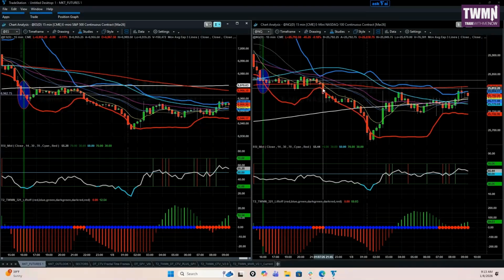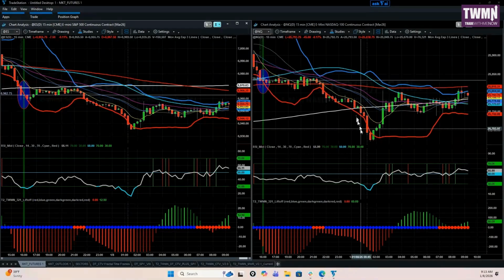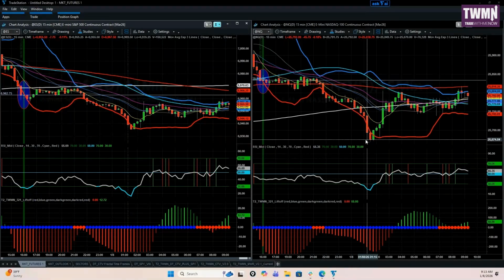So right here on this candle, it broke out. So it broke the lower Keltner right here, and then Bollinger Band started following that. And we had this sell-off. And then what happened right here?